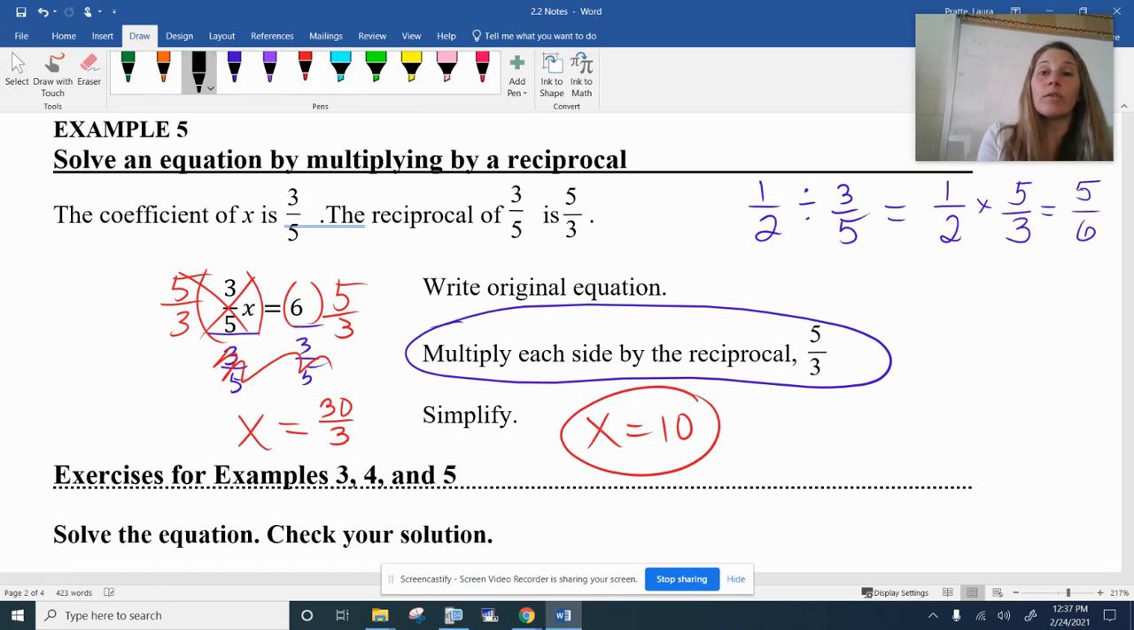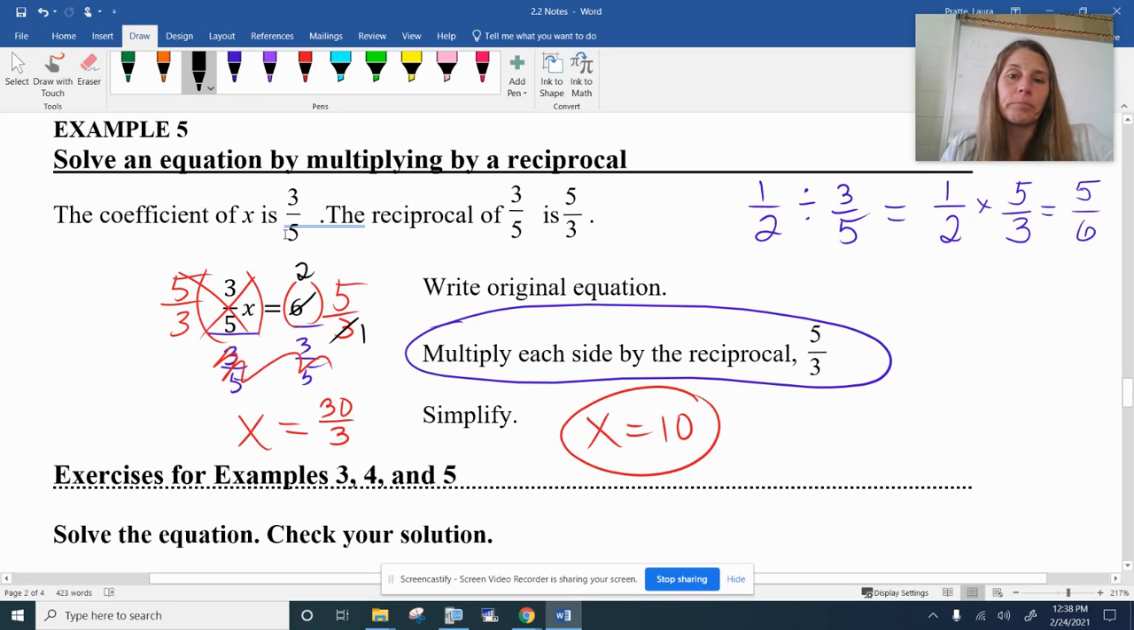Now, another option for simplifying anytime you're multiplying fractions is if you happen to notice that one of the numbers on the top and one of the numbers on the bottom can be reduced or simplified, it's best to do it in the beginning because then the numbers that you're multiplying are smaller. So 3 goes into 3 one time, 3 goes into 6 twice, and then I could have just done 2 times 5 and got my final answer of 10.